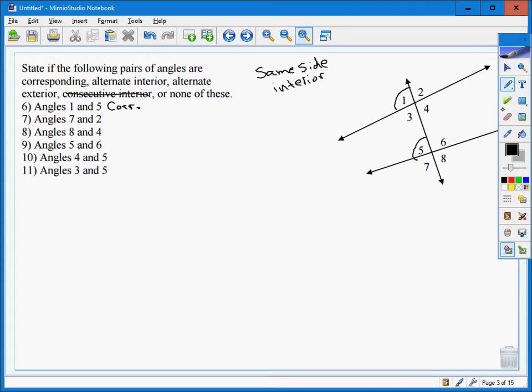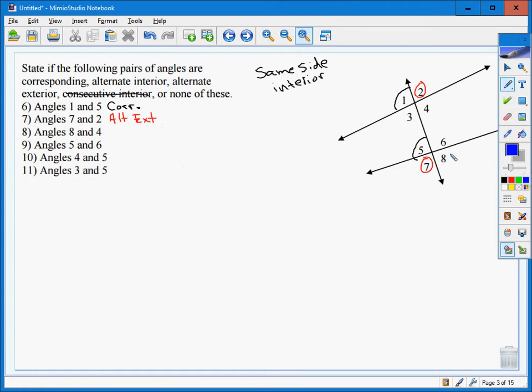Angle 7 and angle 2, and I'll just change color so that I can see those. In fact, I'll circle 7 and 2 this time. You can see they're both on the outside and opposite sides of the transversal. So these are alternate exterior angles.